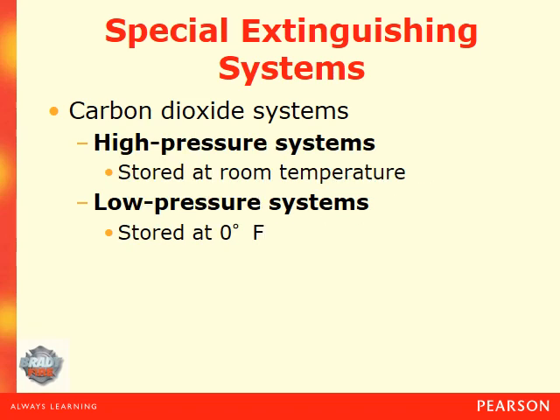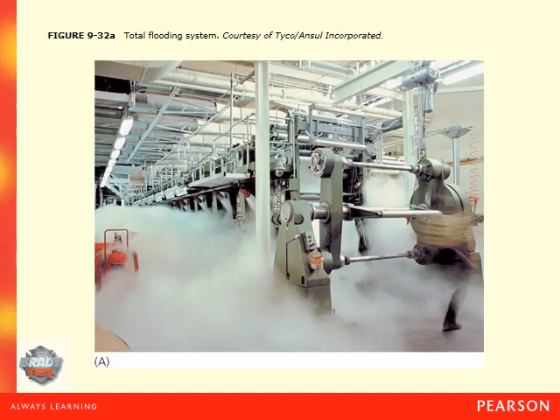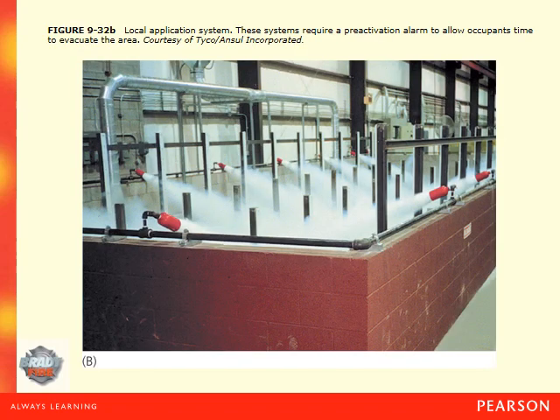They can be high pressure or low pressure systems. High pressure is stored at room temperature, and the low pressure is stored at 0 degrees Fahrenheit. Here's an example of a system flooding an entire area. These systems do require a pre-action alarm to allow occupants time to evacuate the area. As it displaces the oxygen, it does have an asphyxiant quality about it.